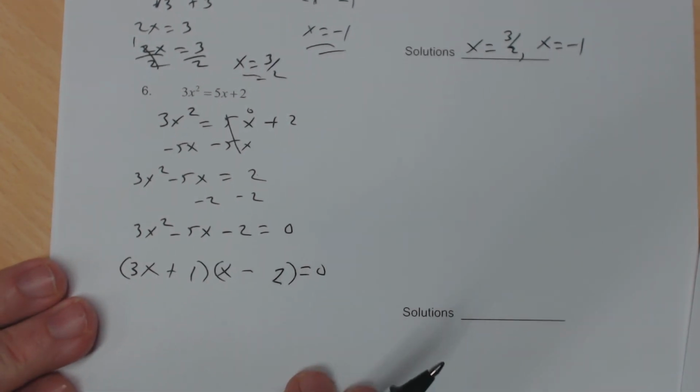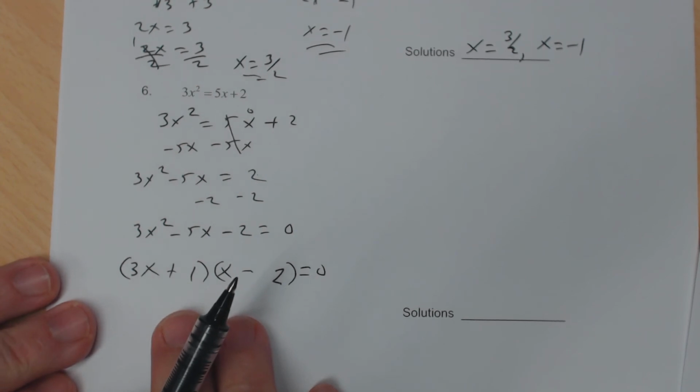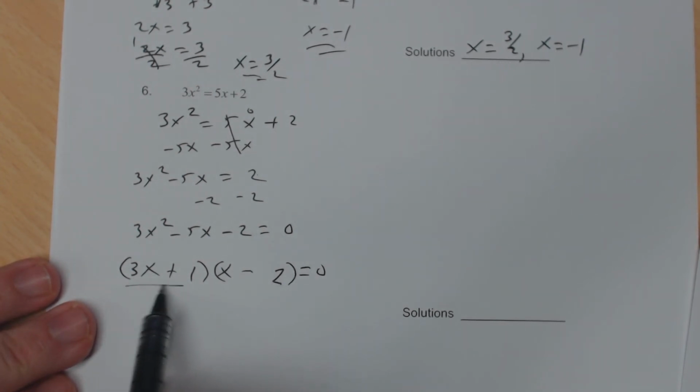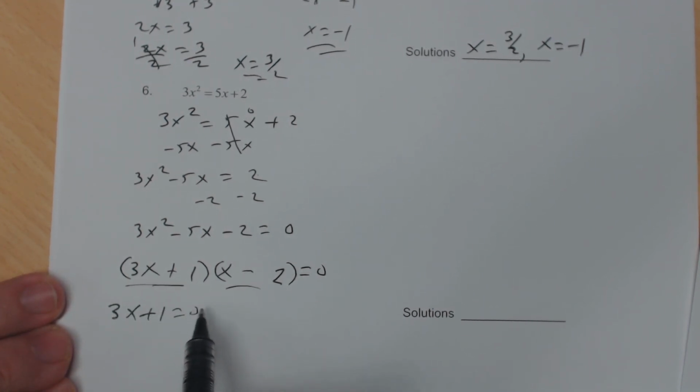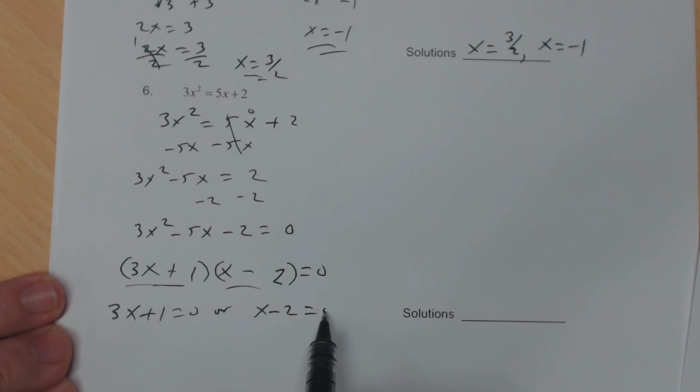Alright, now, next, you're not done. Remember, you have to solve for x. So I'm going to set each of those equal to 0. I'm using the zero factor property. So I get 3x plus 1 equals 0, or x minus 2 has to equal 0. So one of those has to be 0.